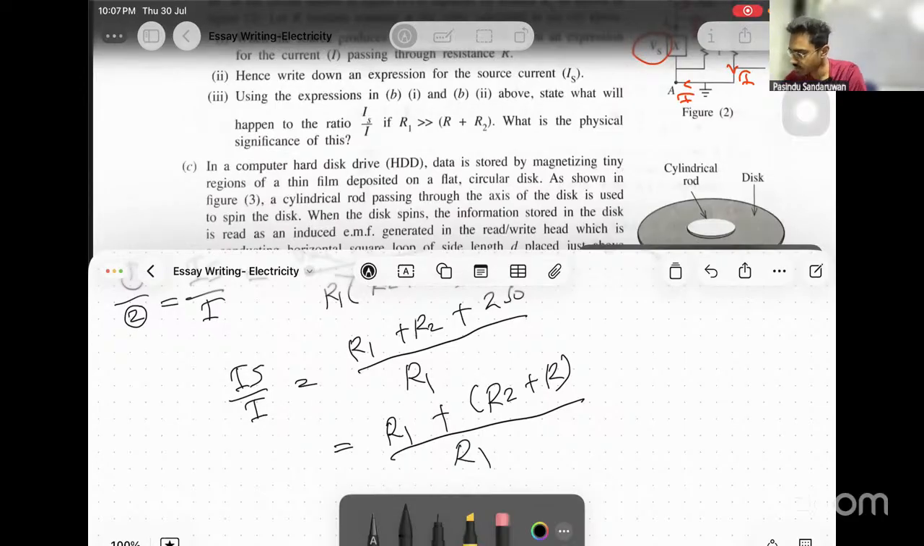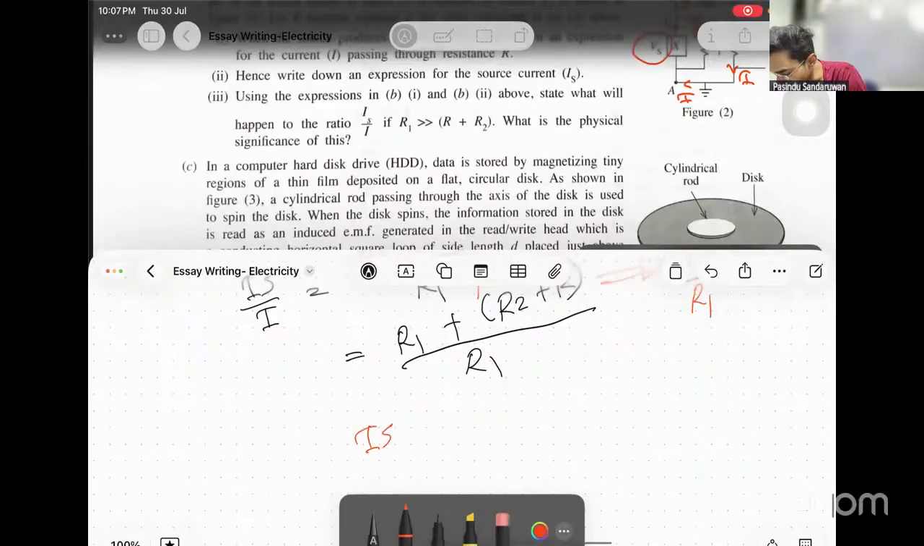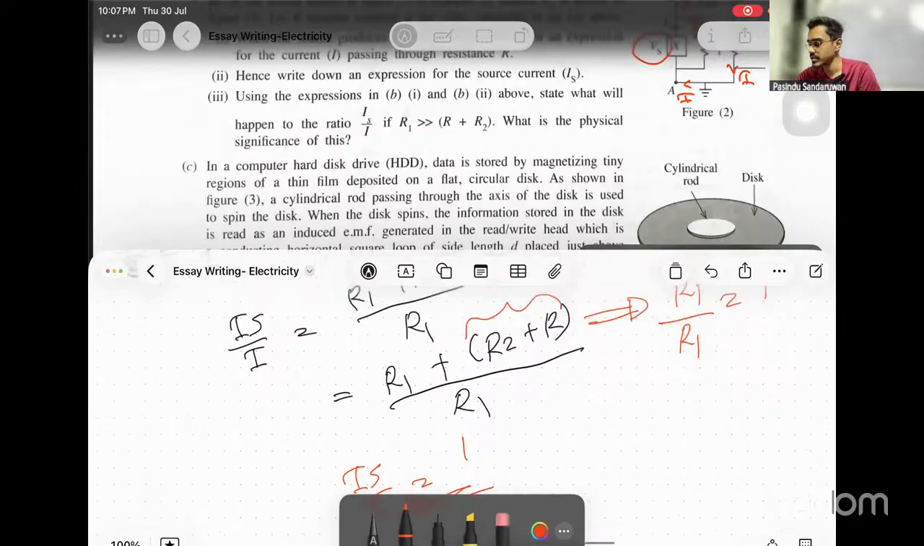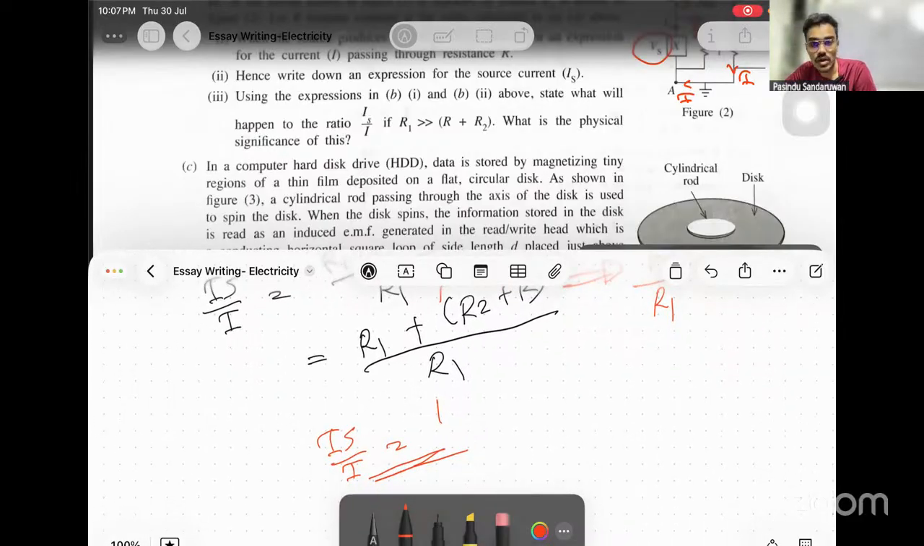Right. See what happens now when R1 is extremely greater than this one. If this part is negligible with respect to R1, this addition goes to R1. If that is extremely greater, then the denominator is also R1, then it becomes 1. Then what is our final output? Is over I becomes 1 in that case.